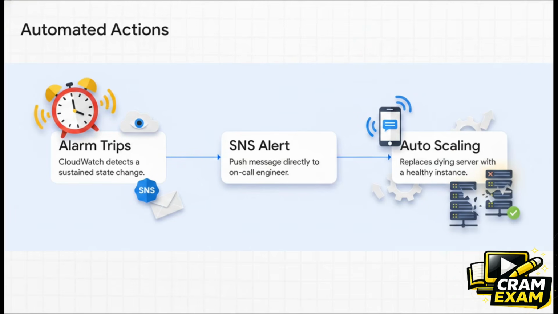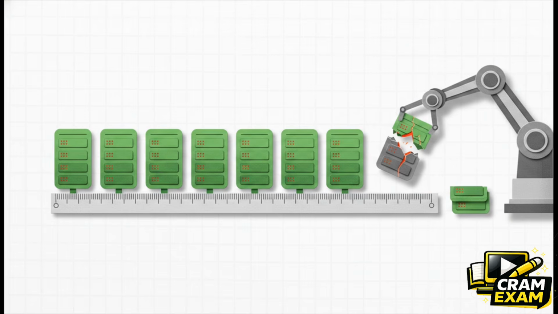So when the alarm finally does trip, it initiates some automated actions. First, it fires off a message to an Amazon SNS topic. SNS instantly pushes a text message or an email directly to your on-call engineer's phone. Second, the alarm triggers an Amazon EC2 Auto Scaling policy. Auto Scaling immediately steps in, terminates that dying, unresponsive server, and spins up a brand new, perfectly healthy instance to replace it. I want you to think about that for a second. You didn't write a single line of recovery code. You didn't manually log into a server to reboot a service. You literally just mathematically defined what healthy looks like, and the AWS ecosystem automatically healed your architecture the very second it drifted from that baseline.